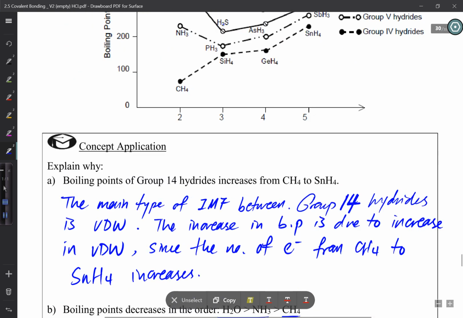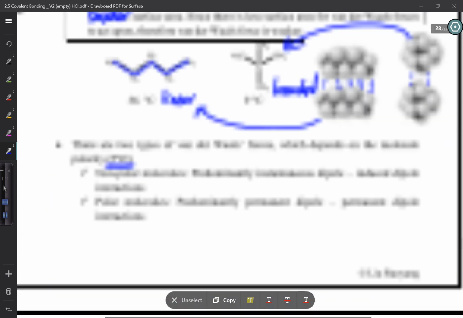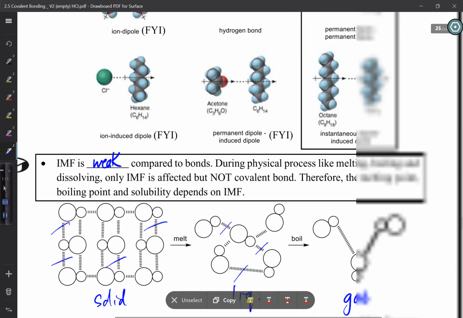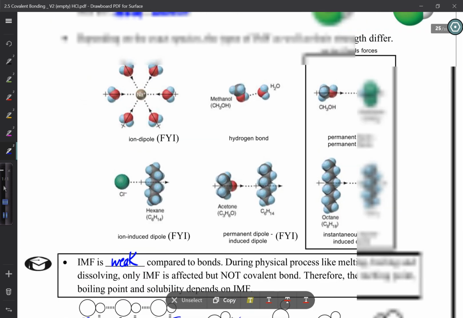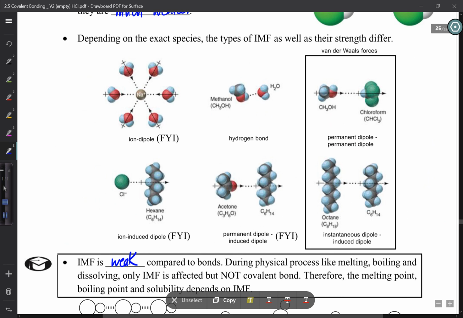So last week we talked about intermolecular forces. Alright. So we talked about two different types of intermolecular forces. The first type is van der Waals force. I say that van der Waals forces can be further split into these two categories, but that's just for information.